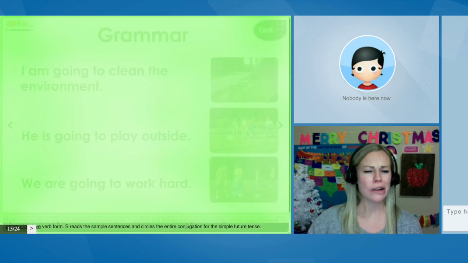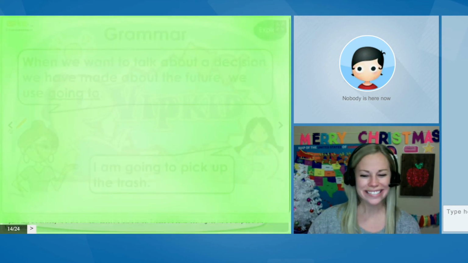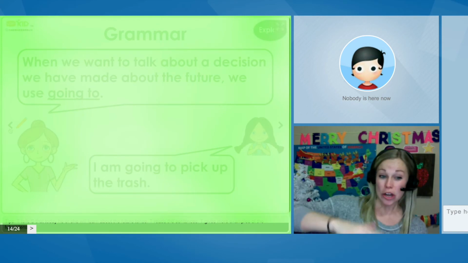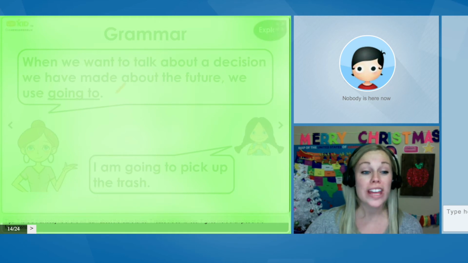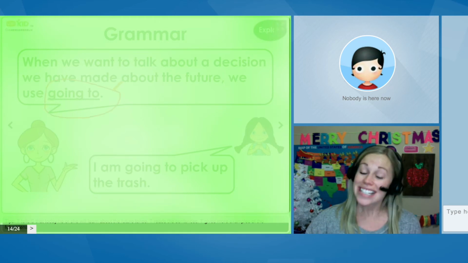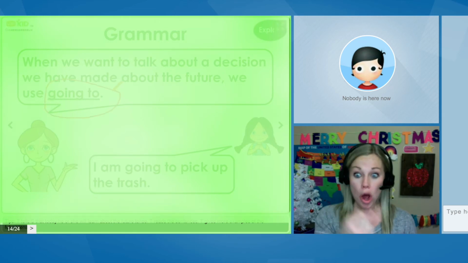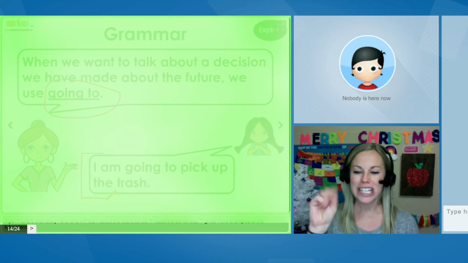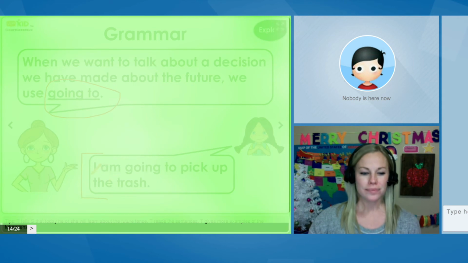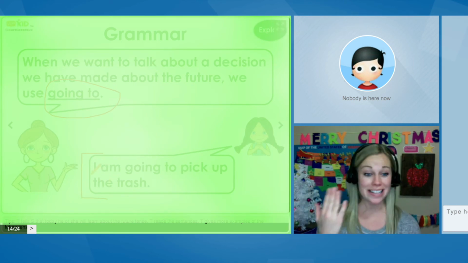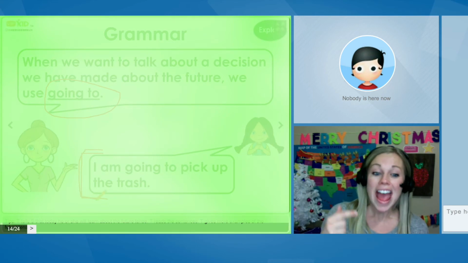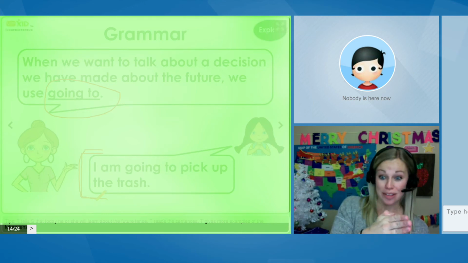Grammar. Oh boy. When we want to talk about a decision we have made about the future, we use going to. Today we are going to use going to. Can you read Meg's bubble? Her speech bubble. If they don't know what a speech bubble is, I could say, could you read this from Meg? Good. I am going to pick up the trash.